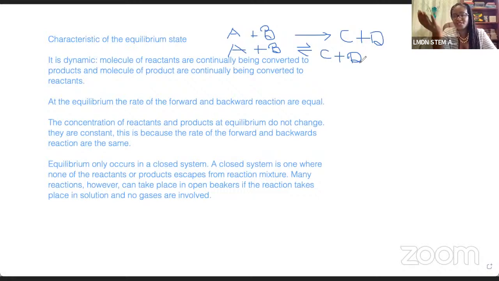So in essence, what we say is that the top one goes to completion, right? It's completed, one of the reactants runs out. And so it's irreversible, right? That's the top one. Okay, go ahead, Devant.